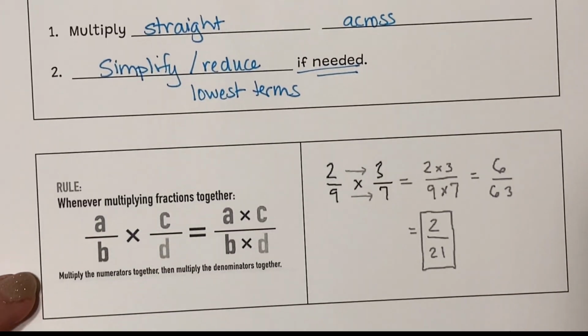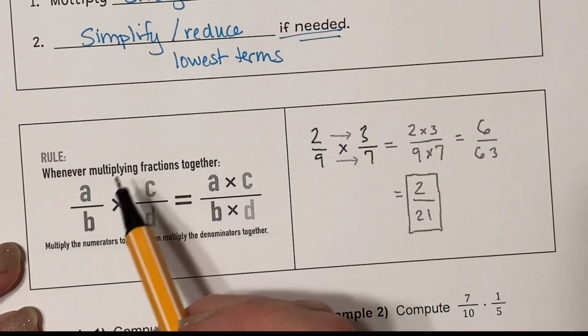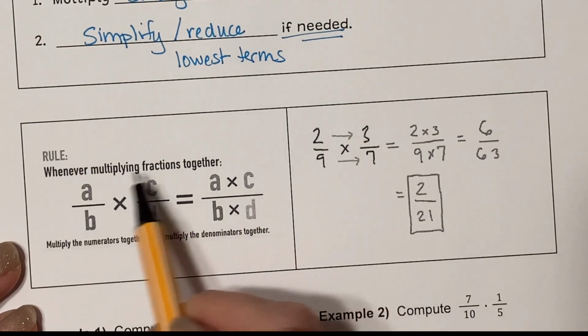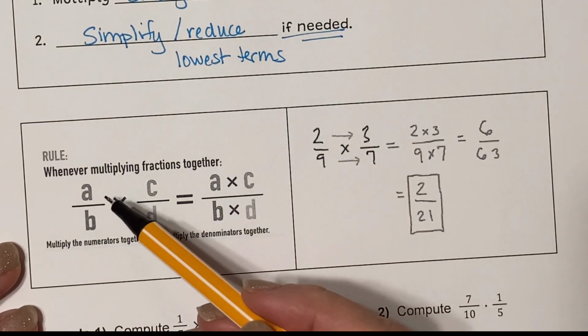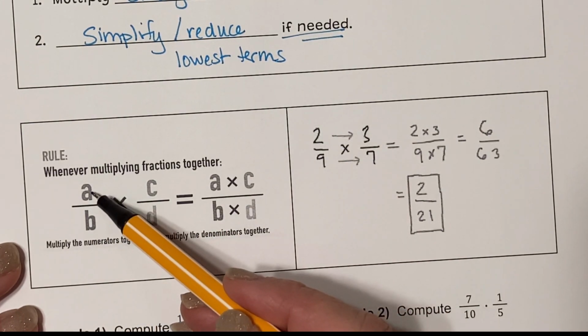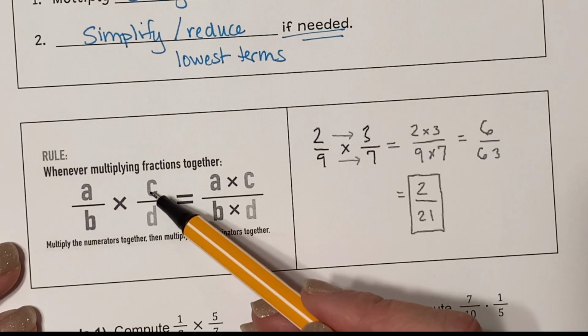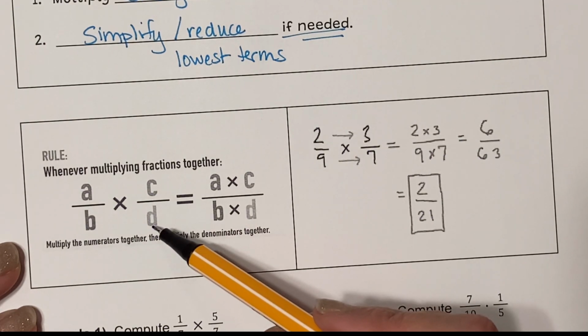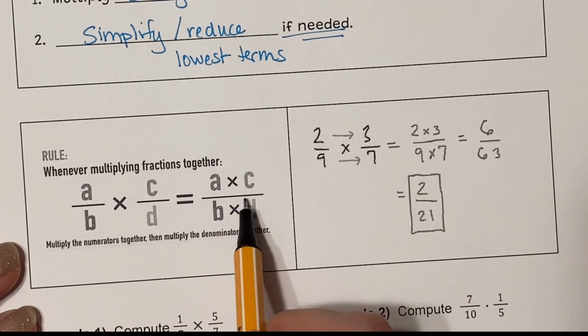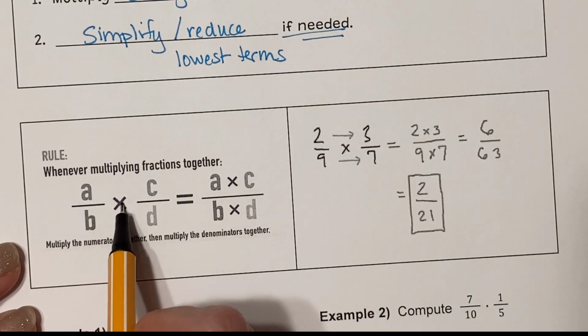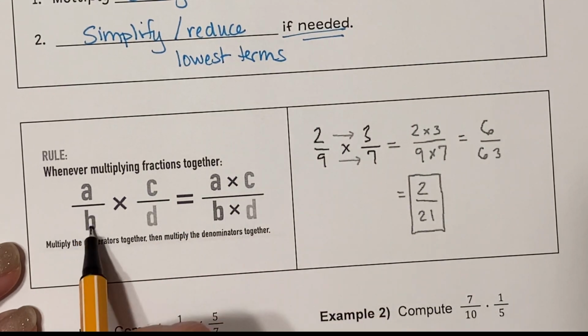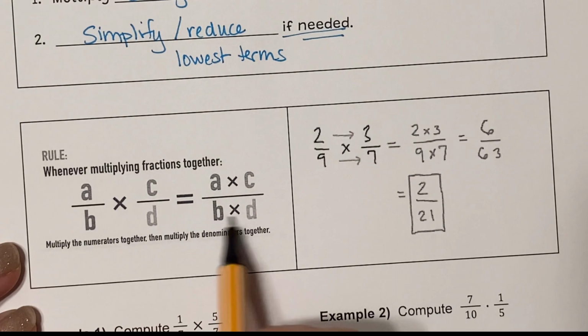Here are some examples. This is the algebraic way of seeing this. If I have any fraction with a number in my numerator and a number for my denominator, these just stand for numbers, my result is going to be my numerator times my numerator and my denominator times my denominator.